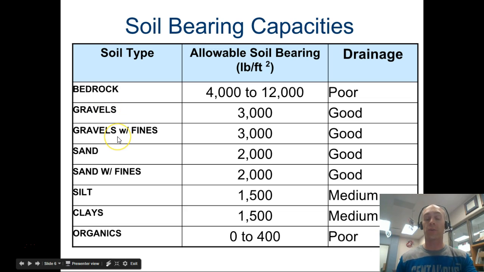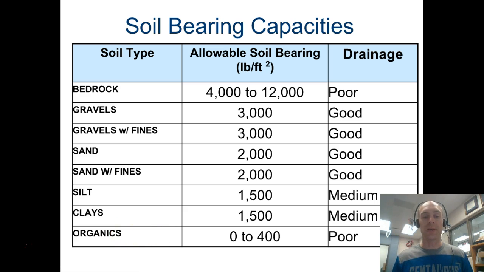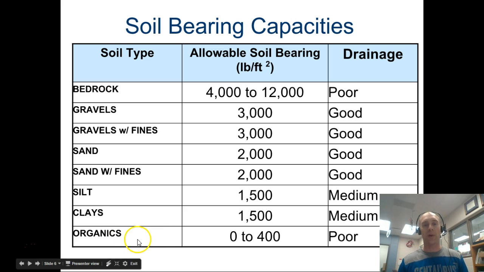But gravel, or gravel with fines, gravel with a little bit of silts and clays, those are fines. Fines are silt and clay. That's good drainage, and it allows 3,000 pounds per square foot, and so on and so on. Some of your worst options are silts and clay, 1,500 pounds per square foot. Medium drainage, so drainage goes down and pressure goes down. And then organics, which would be something like tundra type ground, it's very poor, 0 to 400, poor drainage, all that kind of stuff. In Colorado, we are generally clay, which is medium drainage and a little bit poor soil bearing pressure. So that's something that engineers in Colorado have to deal with.